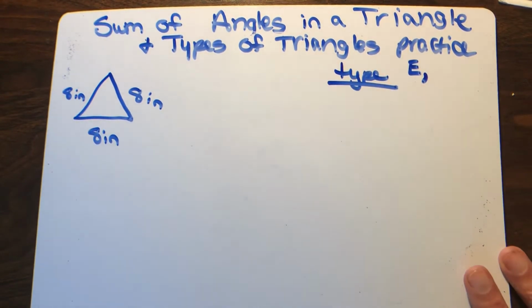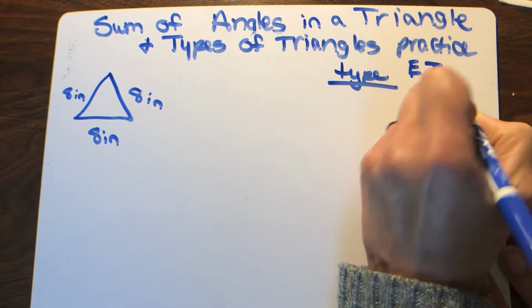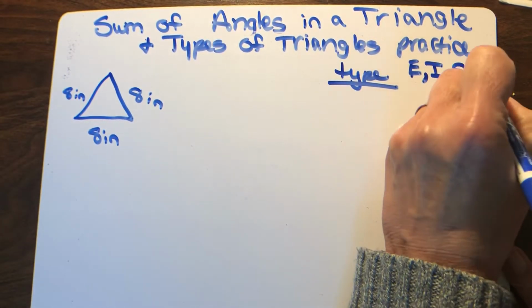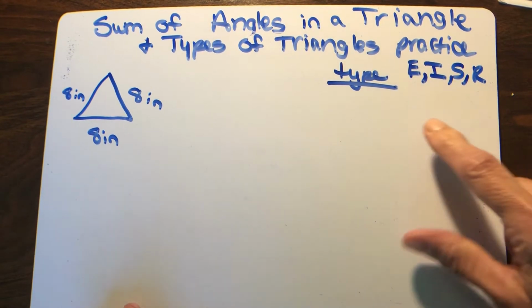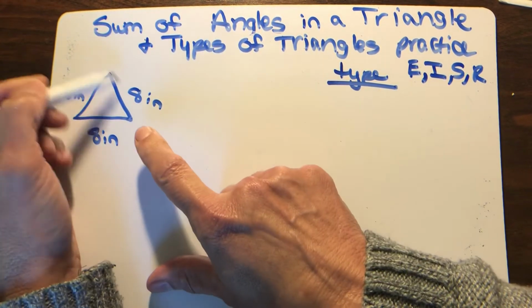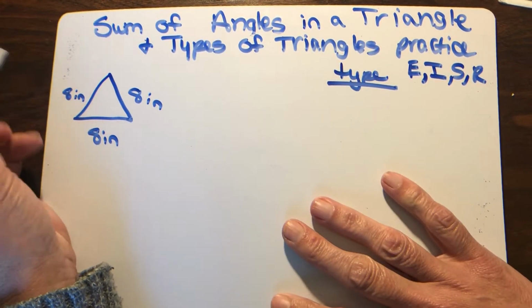equilateral. And remember, I did a video on that. You can go watch it. Equilateral, isosceles. Get used to saying that word. It's a weird word. Scalene. And we also need to know if it's a right triangle. And then we need to be able to identify the interior angles.